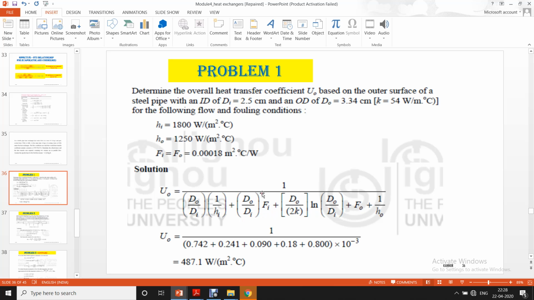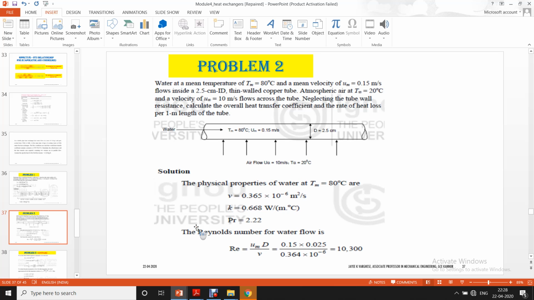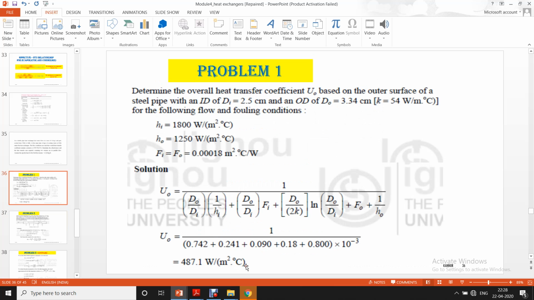Remember, this is the resistance due to fouling for the inner surface. This can be written the same way as we write for this. Plus now this is a resistance due to conduction through the wall, so d0 divided by 2k ln d0 by di, plus Rfo, sorry, R f out, plus 1 by h out. Similarly, this is d out, not d0. So this is the equation for u0, sorry, u out. So substituting the values, we can calculate this as 487.1 watt per meter square degree Celsius.